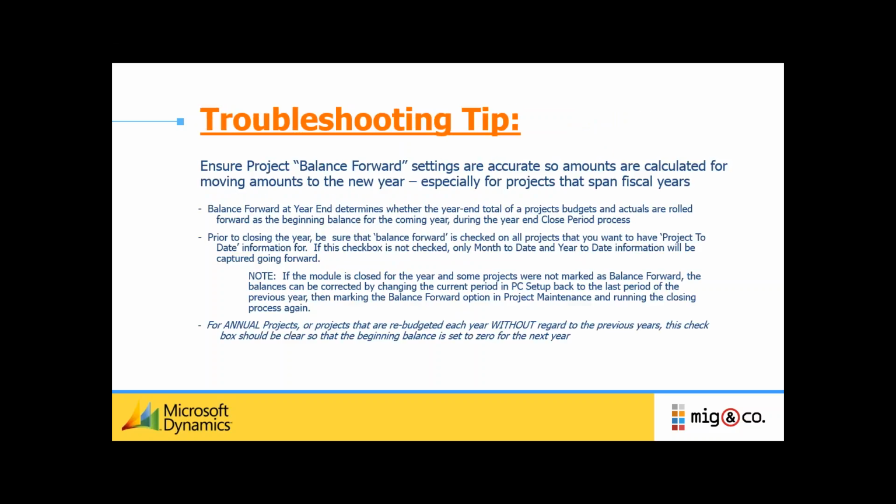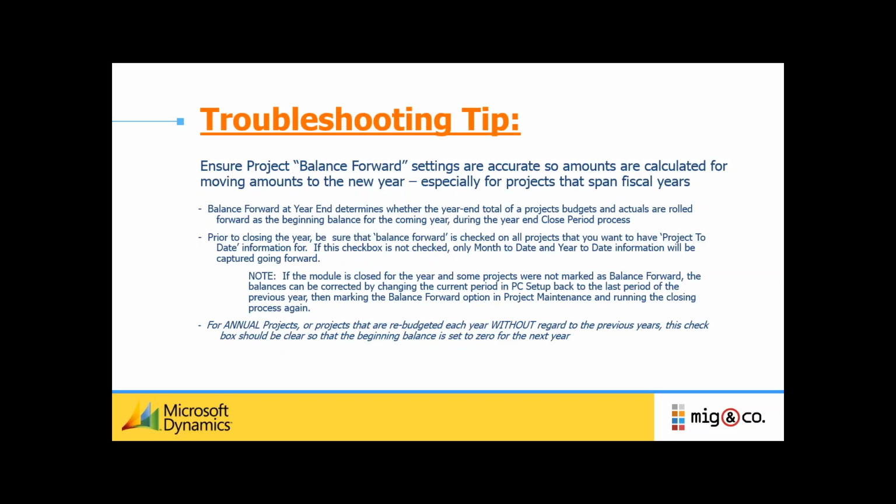Some troubleshooting tips on the particular project itself. There's a flag on each one of the projects themselves that allows you to do what they call a balance forward, and what that does is allows you to bring the balance forward on all your projects through the next fiscal year. Balance forward at year end determines whether the year end totals of a project budgets and actuals are rolled forward at the beginning of the year and continue on through the next fiscal year.